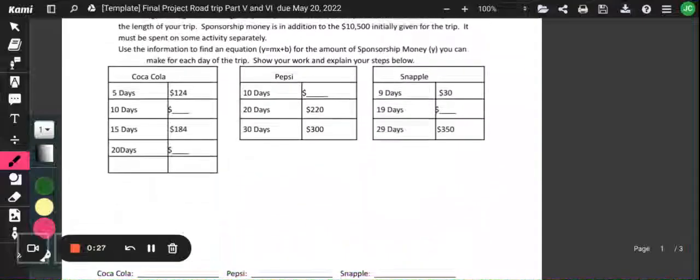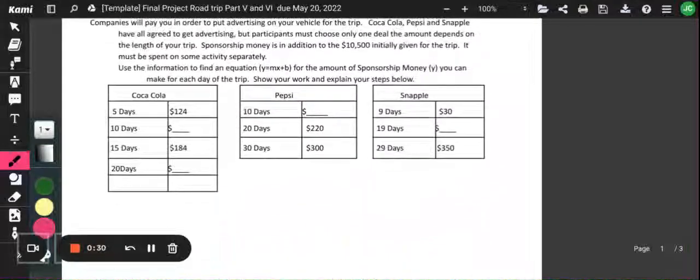What we are interested in is we want to make sure that we have 3 equations at y equals mx plus b, one for Coca-Cola, one for Pepsi, one for Snapple. And what you're doing is it's kind of like you're putting extra money into your trip by selling advertising space on your vehicle. So we're going to look then at how to get these equations, the equation in linear form.